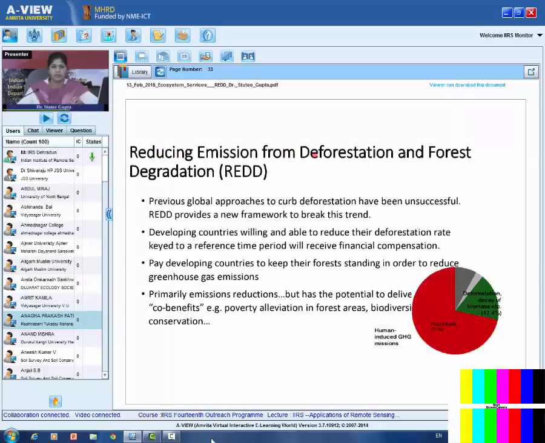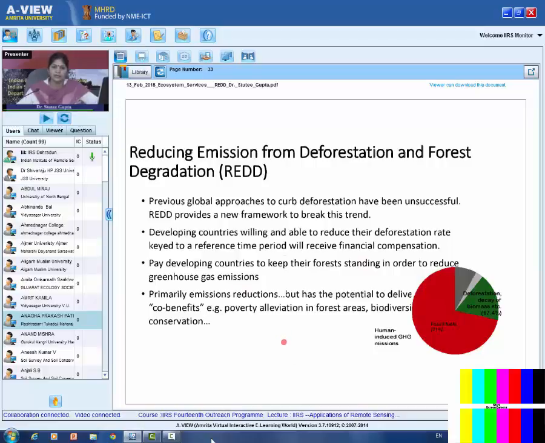the topic, reducing deforestation and degradation. We have 70% of the greenhouse gas emission which comes from forestry, deforestation and degradation, and the rest of the emission comes from fossil fuel burning. So though this particular section is very small in terms of the emission which is happening, it is having a regulatory effect on many things, and that's why it becomes the focus for conservation and focus for action. The previous global approaches to curb deforestation were found to be unsuccessful. People could not achieve much of it, and then this was a new proposal, reducing emission from deforestation and forest degradation, to provide a new framework.